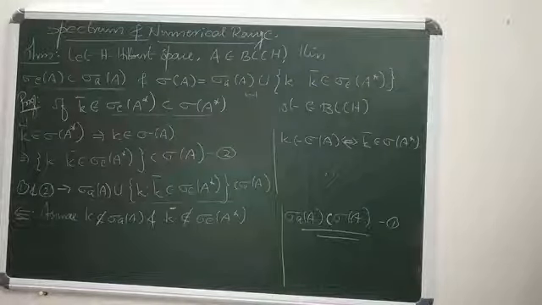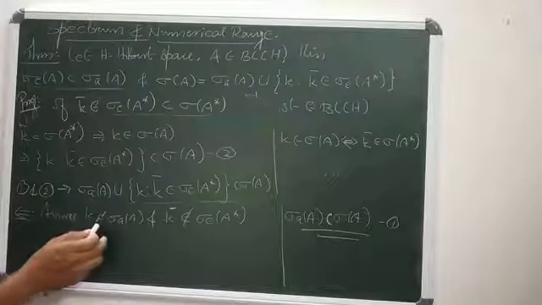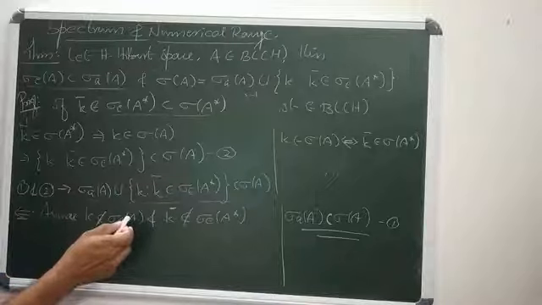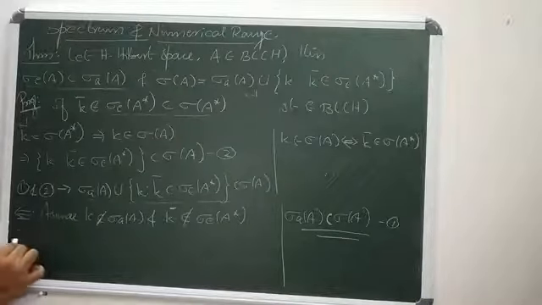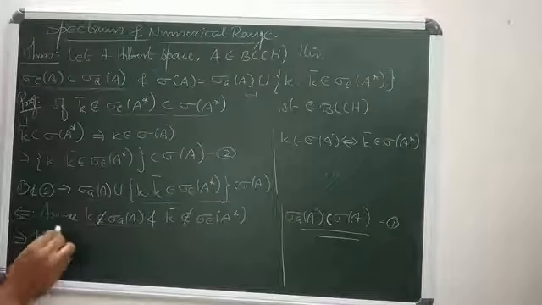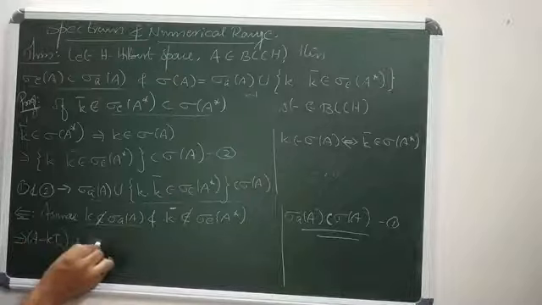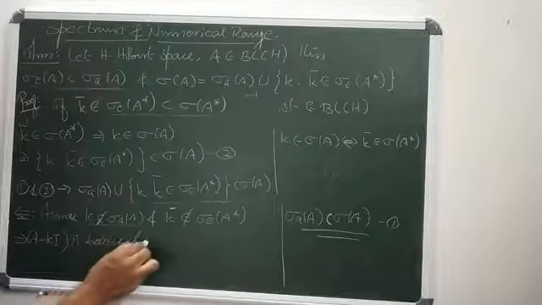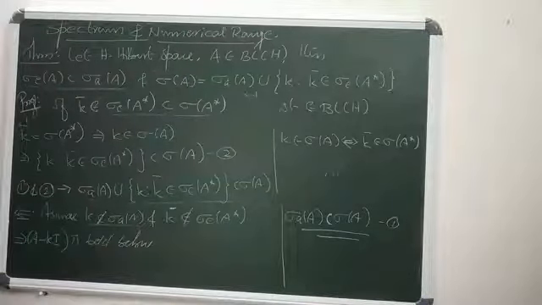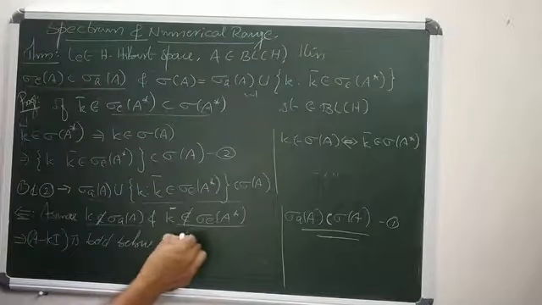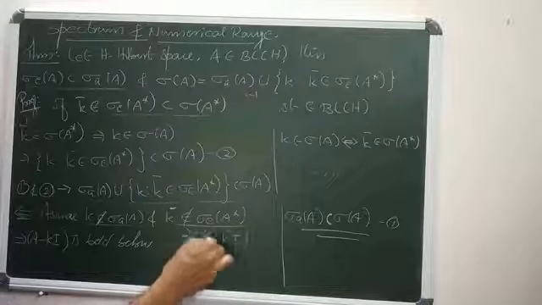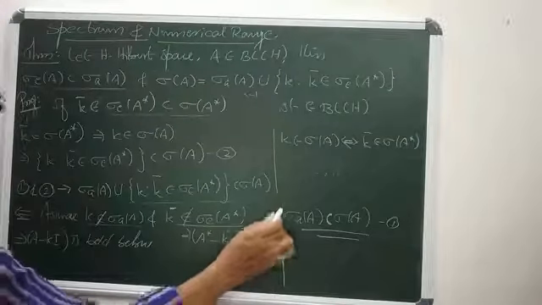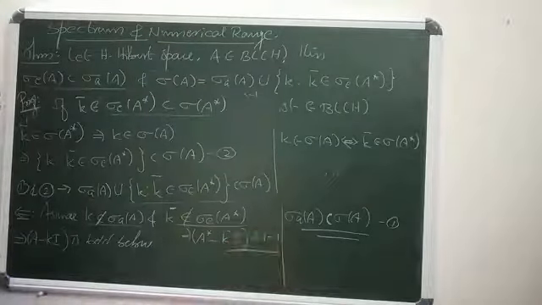What happens here? K is outside of sigma_a(A) means A minus K is bounded below. Clear? Consider only this one first. That means A minus K is bounded below. So K bar is outside of sigma_e(A star) means A star minus K bar I is injective. This one is injective by definition.